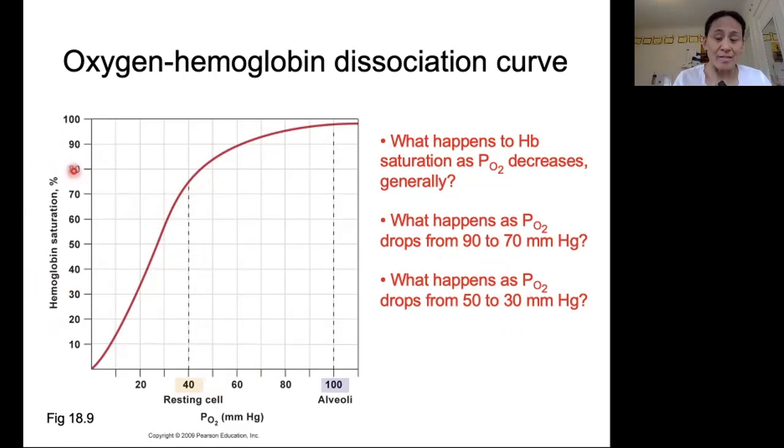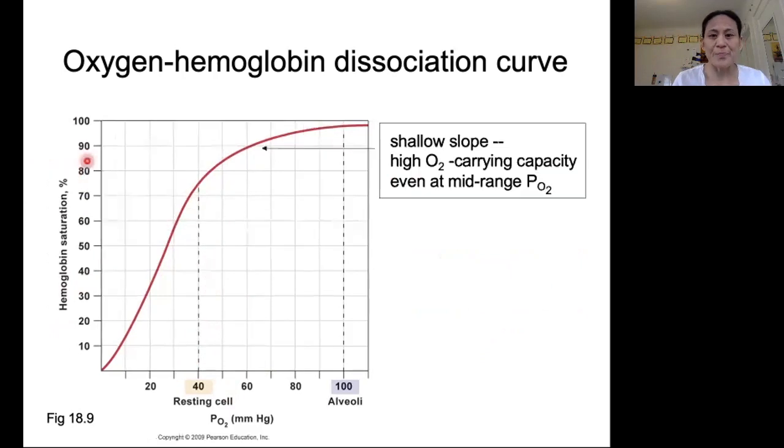These differences have physiological implications. So at the top, like we just went over, this curve has a shallow slope. And that gives us a high oxygen carrying capacity, even at mid-range PO2 values, okay? And so that comes in handy because even if we have some problem with our ventilation where our alveolar PO2 is lower than normal, our hemoglobin is still going to be able to pick up that oxygen. It's still going to be mostly saturated, okay?